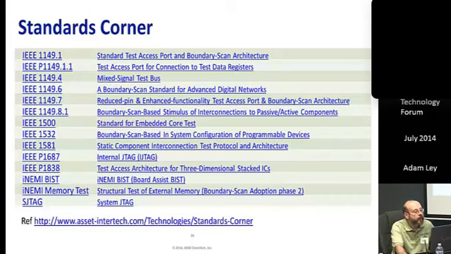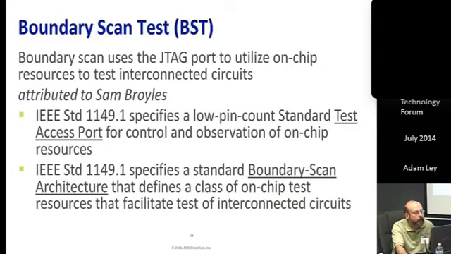We're going to dig just a little bit deeper here and talk a little bit about boundary scan. We gave a little bit of an overview of boundary scan earlier when we talked about JTAG. The main thing to emphasize: boundary scan uses the JTAG port, what's also known as the test access port, to utilize on-chip resources to test interconnected circuits, or the interconnections between circuits. In other words, it's a structural test methodology that's based on the virtual in-circuit test points that are made available through the boundary scan architecture.